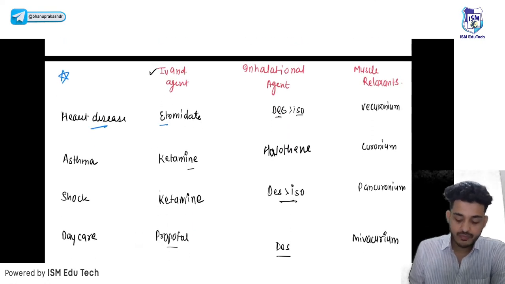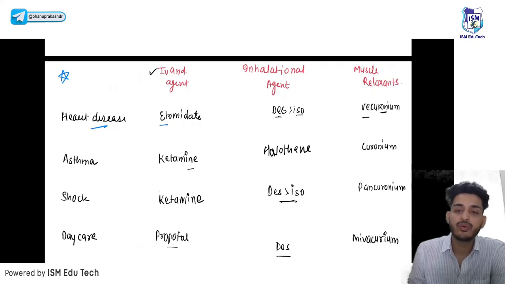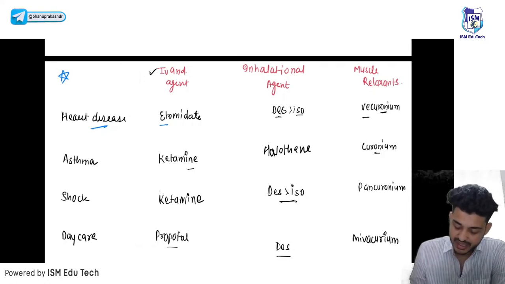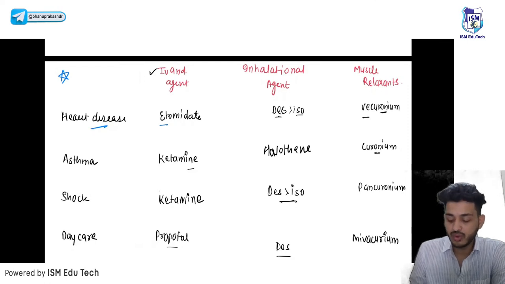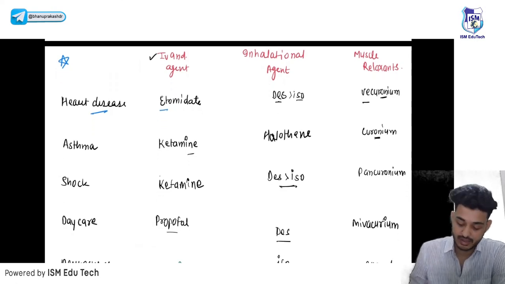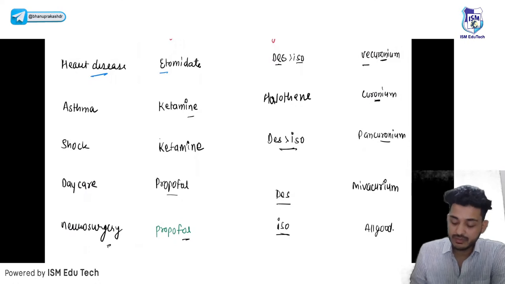Muscle relaxant for the heart, we will be using vecuronium. So they won't be releasing any histamine, so that they will be good. Same here, in asthma also we will be using vecuronium. So there will be no histamine release, there will be no bronchospasm, right? So in asthma, we can also use this muscle relaxant. Third thing, in shock, we will be using pancuronium.